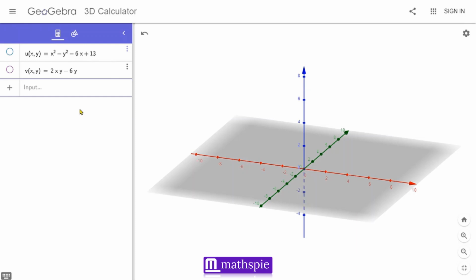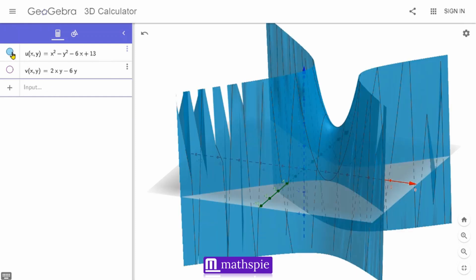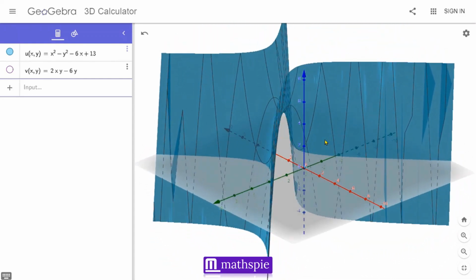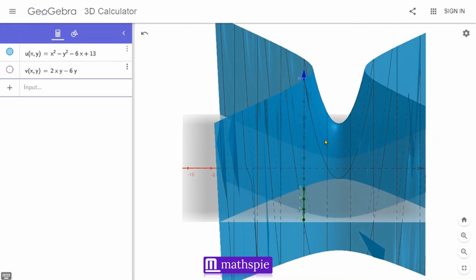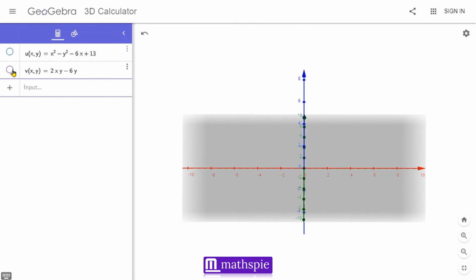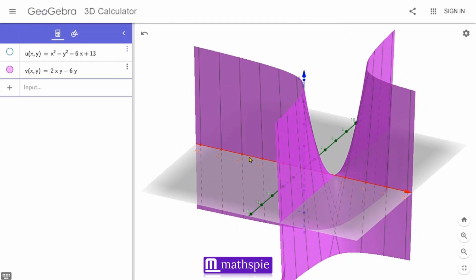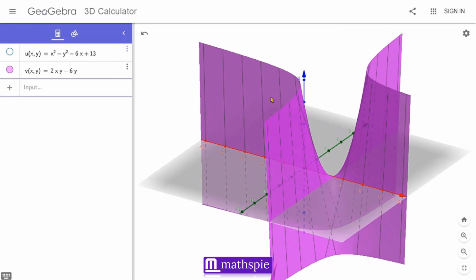Now let us plot u of x comma y, and the u of x comma y surface looks like this in 3D. We are plotting from the xy plane to the z axis, that's why we are getting this kind of surface. And let me rotate this. So we can view v of x comma y. v of x comma y looks like this, and this is again plotted from the xy plane to the z axis. So let me rotate this.